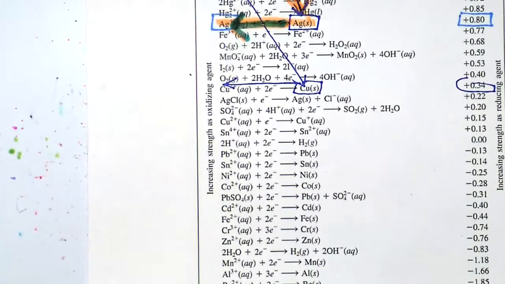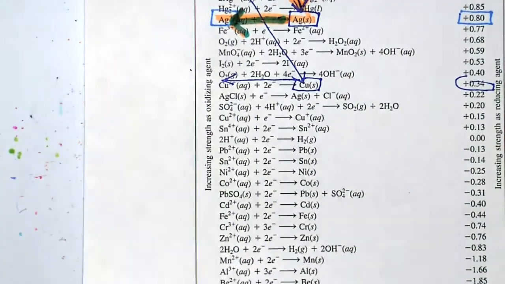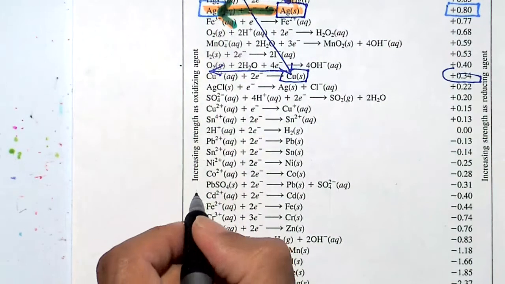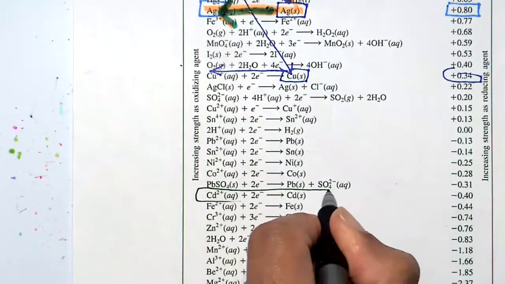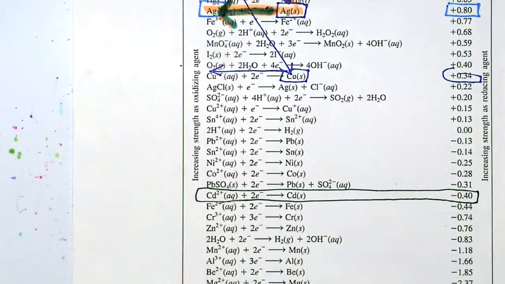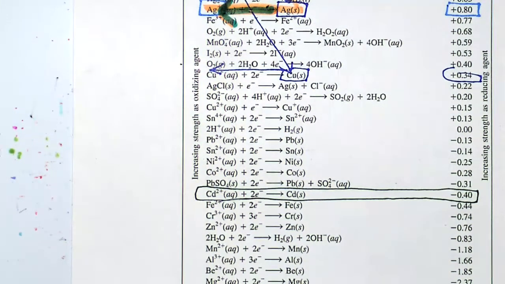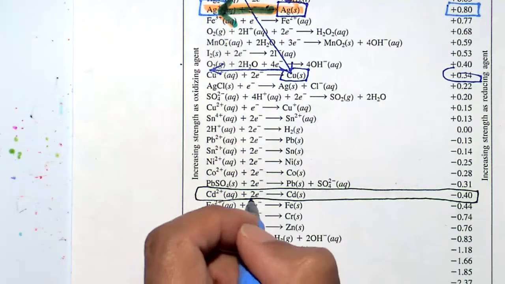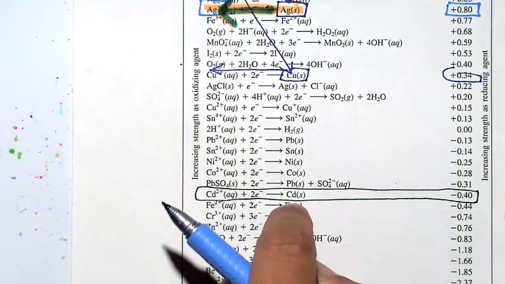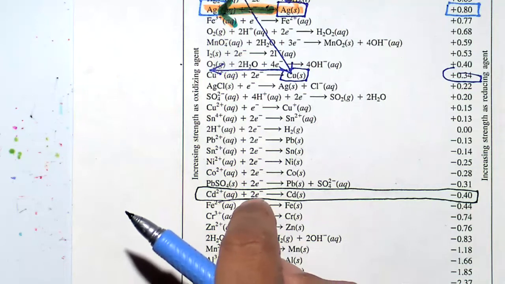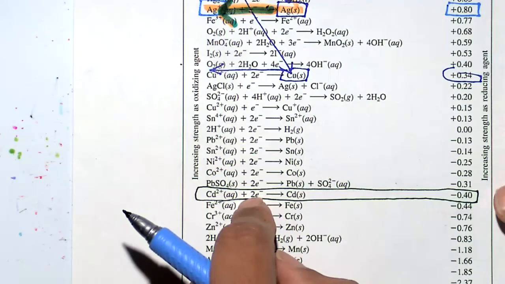Let's go down here where there's some white space. How about cadmium here? Just put a box around it. All right, so here are some true or false questions for you guys. Cadmium plus 2 gains 2 electrons, becomes cadmium solid. That's minus 0.40 volts. Is that favored or disfavored? Disfavored, because negative voltage is usually not good.